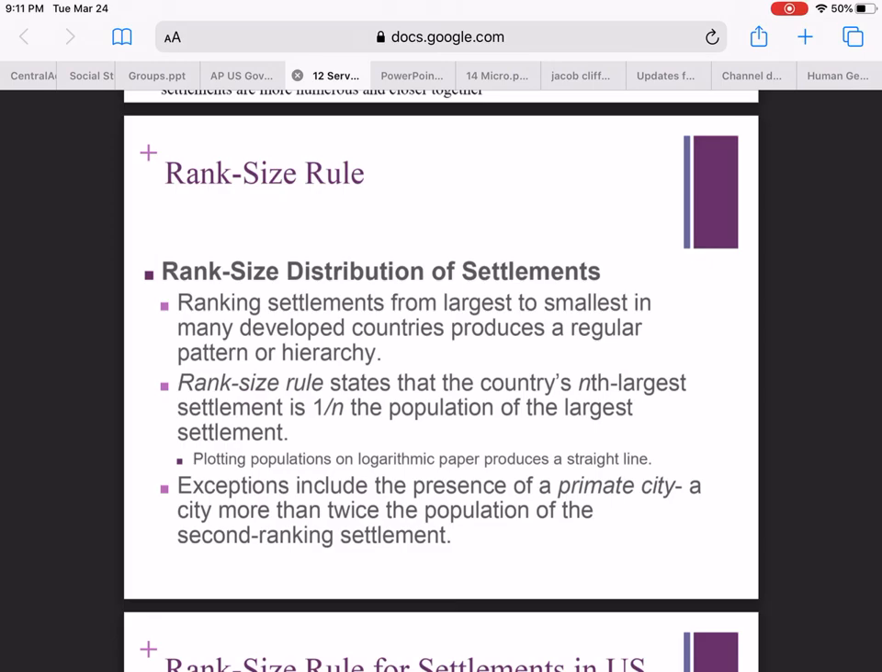So this is a common question that they ask on the AP test a lot. They'll say something to the effect of, in a country that has 1 million people in their largest city, how many people would we expect to see in their second largest city if they follow the rank-size rule? And that would just be 1/2 of 1 million, so 500,000 people. So that's a common question that they tend to ask.